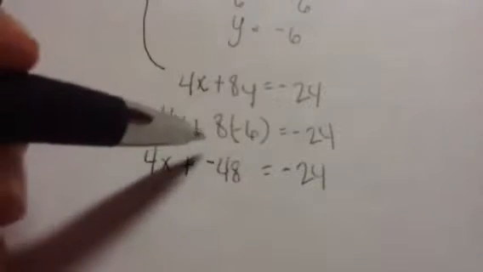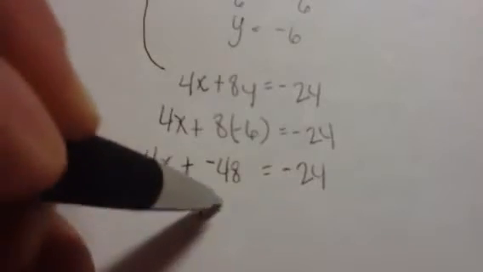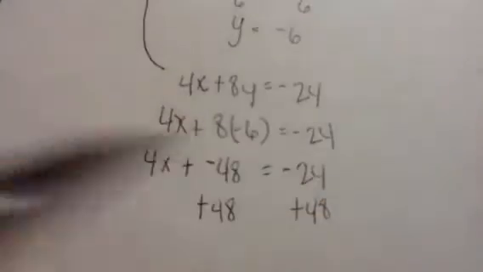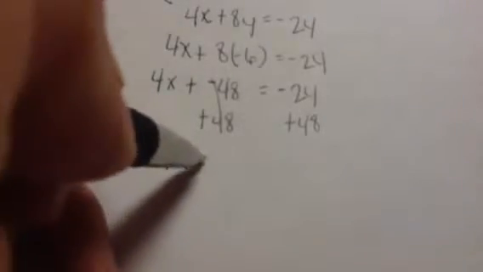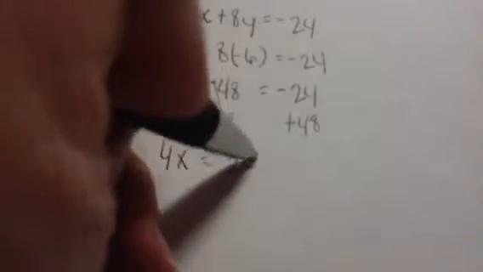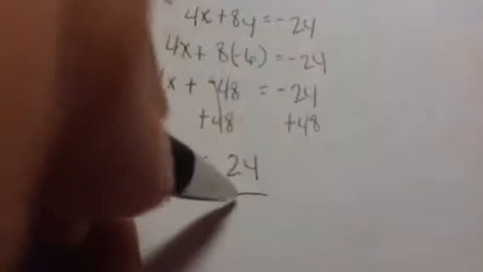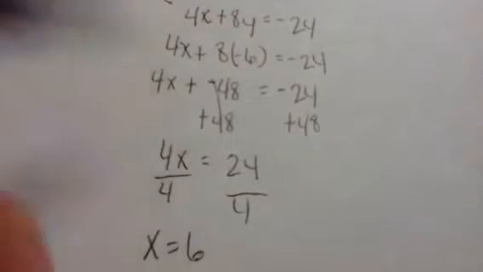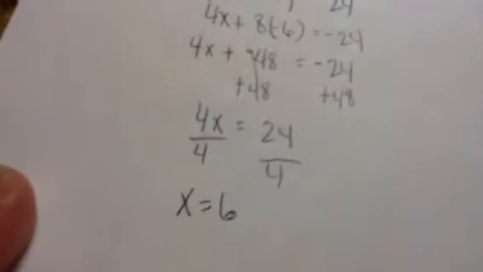Now I need to move this negative 48 to the other side so that I can solve for x. It's negative, so I'm going to add 48 to both sides. These would cancel, and I'd have 4x equals negative 24 plus 48, which gives me positive 24. Then I can just divide by 4, and I would have x equals 6. So I have x is 6 and y is negative 6.